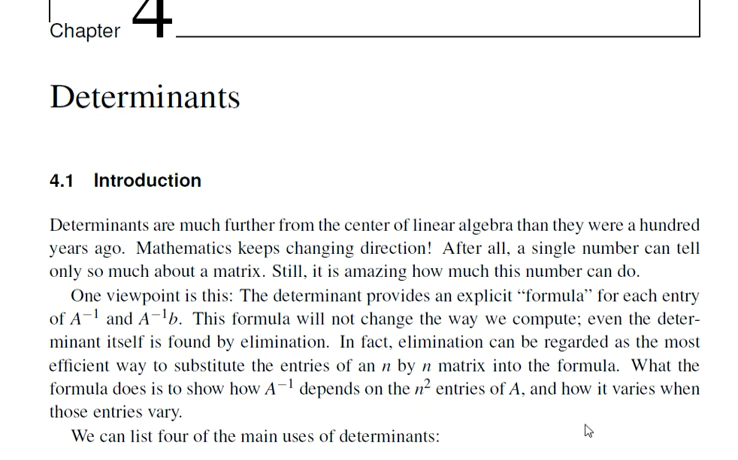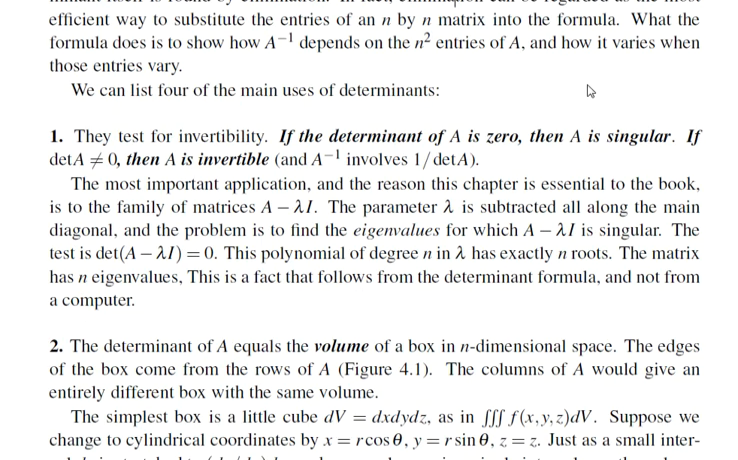The basic properties of determinants we need to see. Determinants are of square order, whereas a matrix can be of any order m into n. Regarding determinants, we'll see some of their uses and properties. The first one is the test for invertibility.